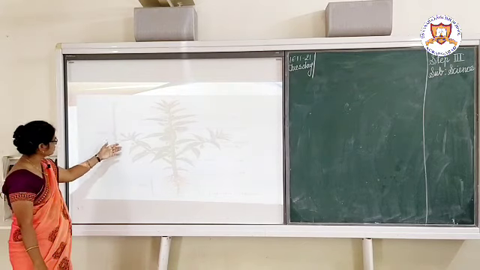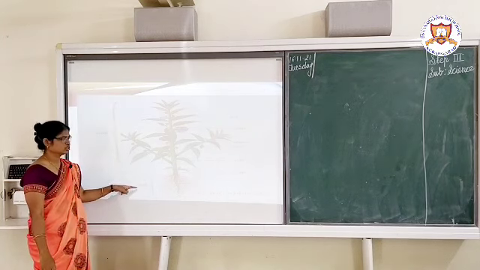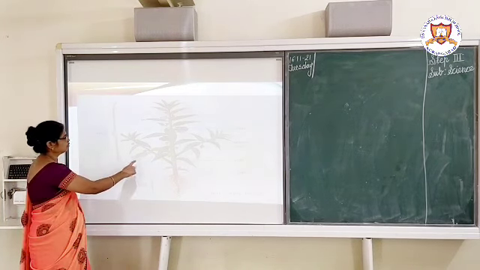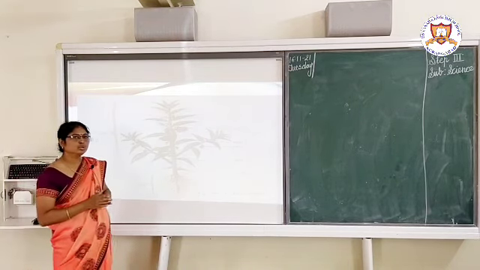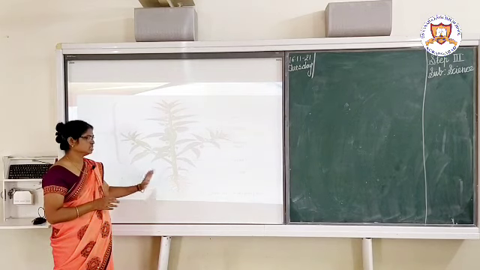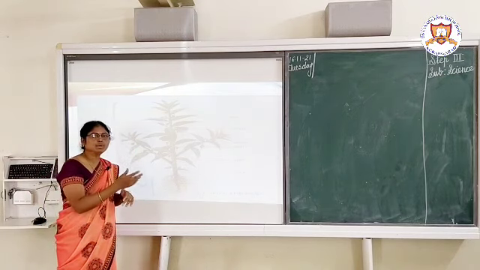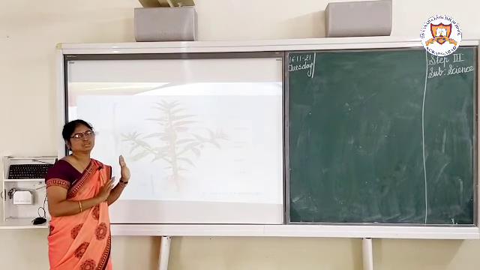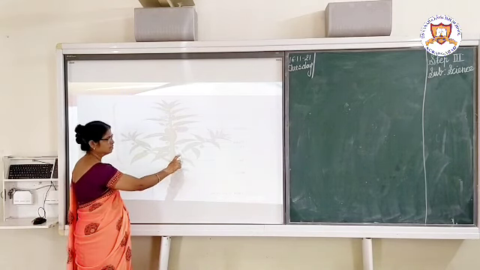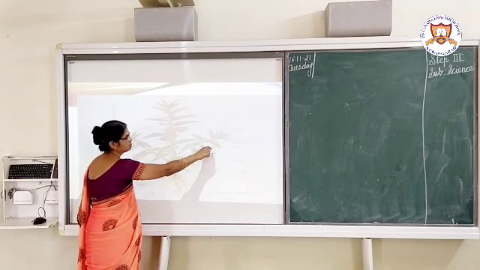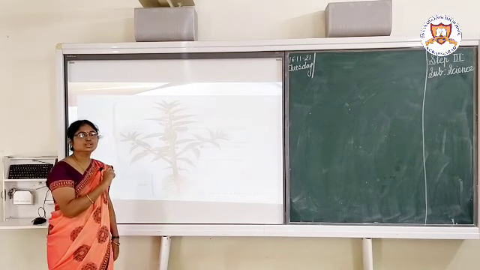Quickly, see in this diagram, children: the part which grows below the ground is called the root, and the part of the plant that grows above the ground is the shoot. In the root system you can see roots, but in the shoot system many parts are there. Everything which grows above the ground is included in the shoot system. So what are these parts? Stem, leaf, fruit, branch, flower, bud. These all are included in the shoot system.